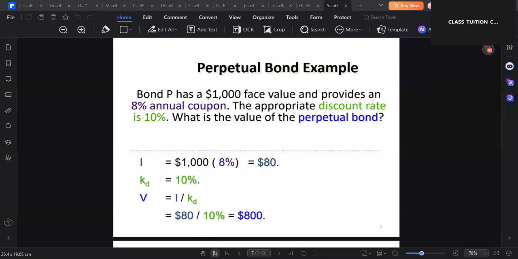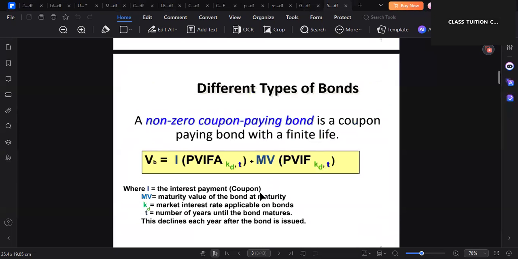So we also have a second type of bond which has regular coupon payments, the one that will dominate our study for today. It has different bond payments. The value of the bond is given by I, which is the coupon payment, times the PVIFA, which is the present value interest factor annuity, plus the maturity value times the present value interest factor, at KD. So you can use a table or you can use manual calculations for that.